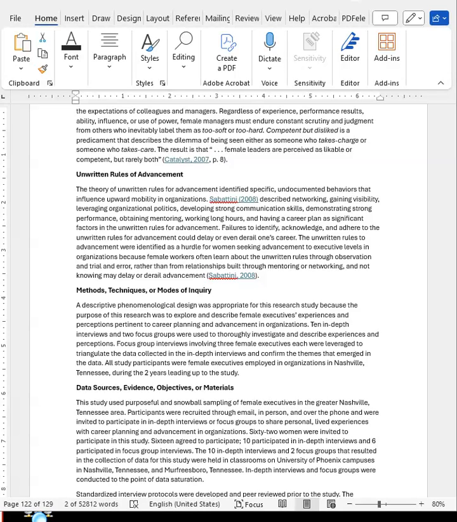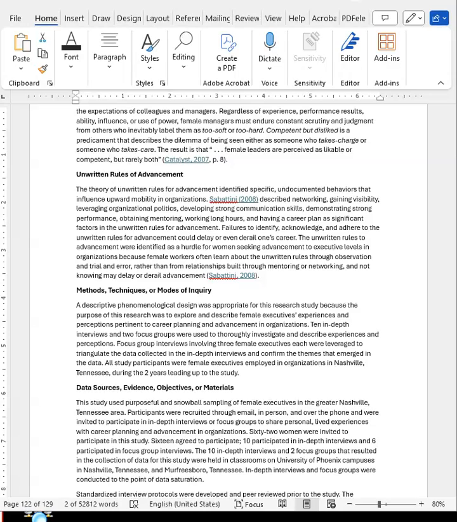Failures to identify, acknowledge, and adhere to the unwritten rules for advancement could delay or even derail one's career. The unwritten rules to advancement were identified as a hurdle for women seeking advancement to executive levels in organizations because female workers often learn about the unwritten rules through observation and trial and error, rather than from relationships built through mentoring or networking, and not knowing may delay or derail advancement. Sabatini, 2008.